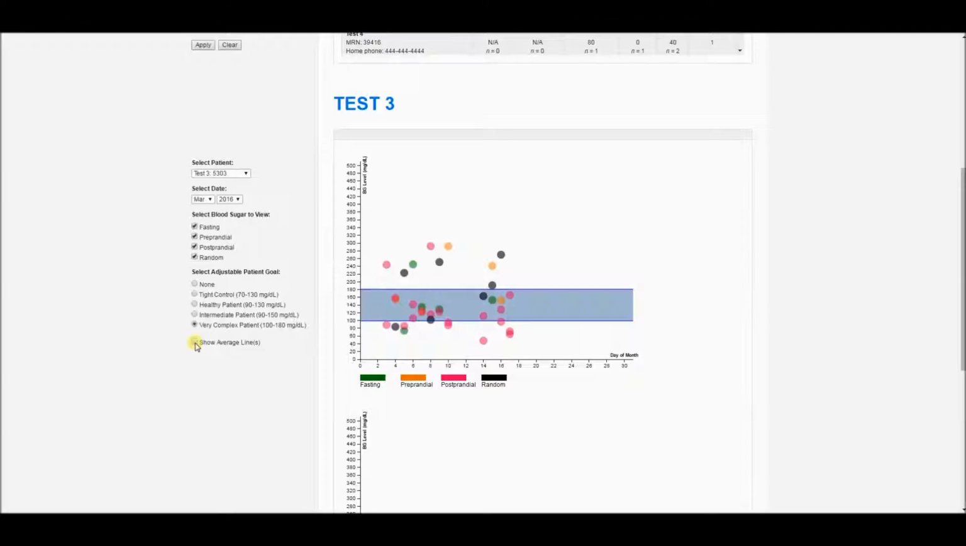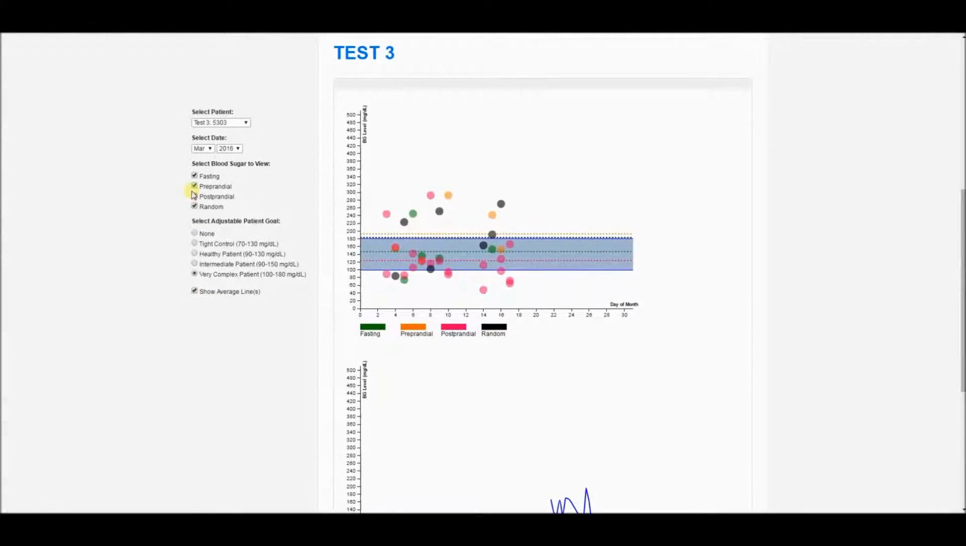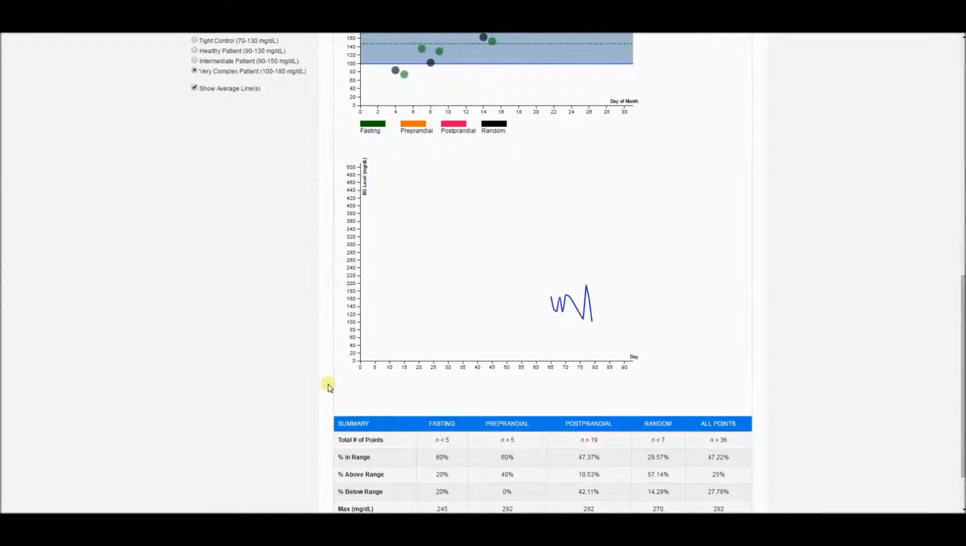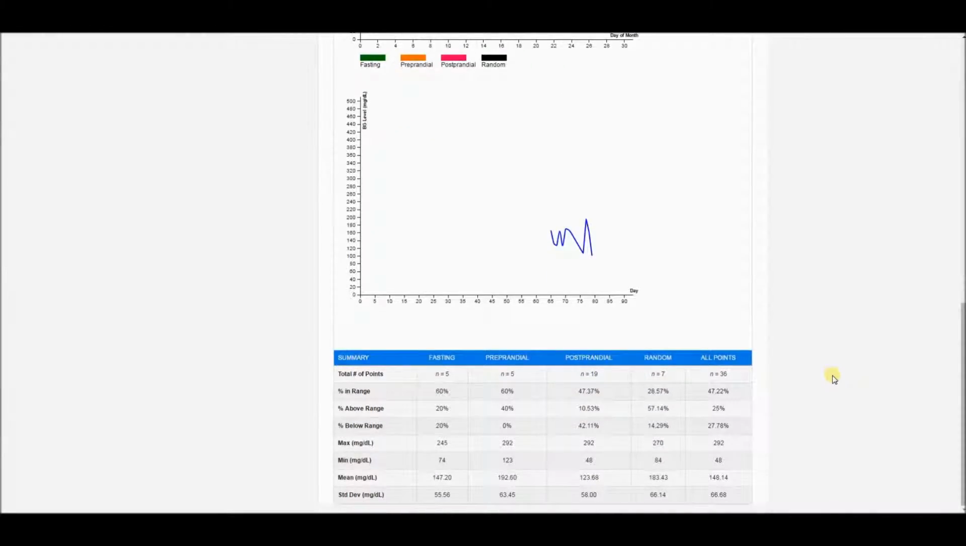Below this graph is another graph of a patient's blood sugar trend line over the past 3 months from the selected date. At the very bottom is a table that summarizes all the information displayed in the first graph, detailing information such as the total number of points for each blood sugar classification, and also the percent in and out of range of the blue shaded area, and also information such as the maximum, minimum, and mean value of the blood glucose data, and also standard deviation, just to see how well each patient is managing their diabetes glucose levels.